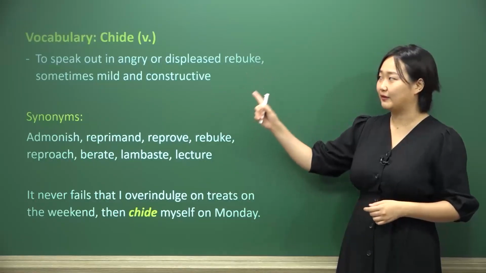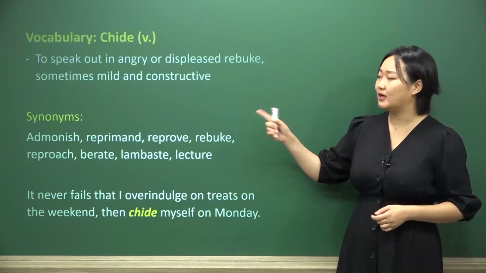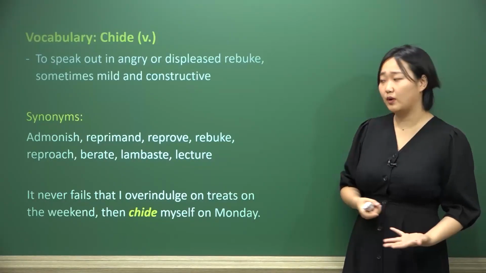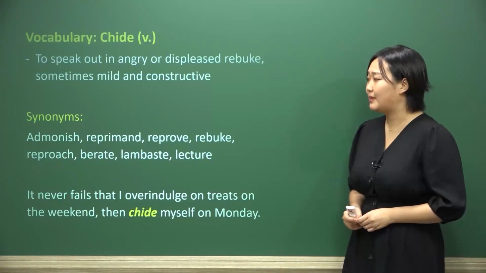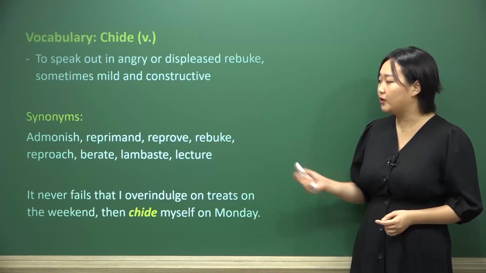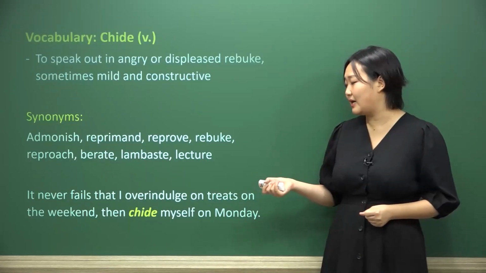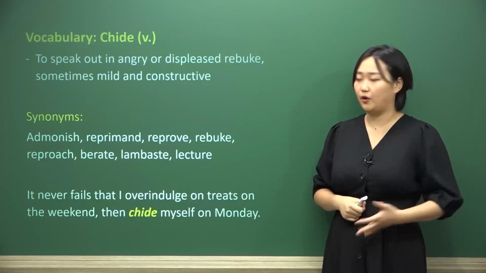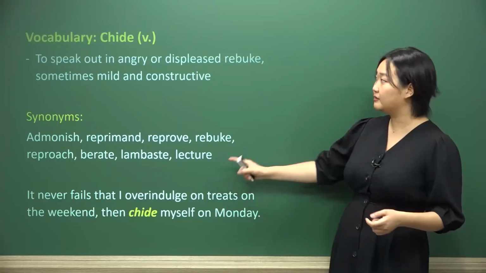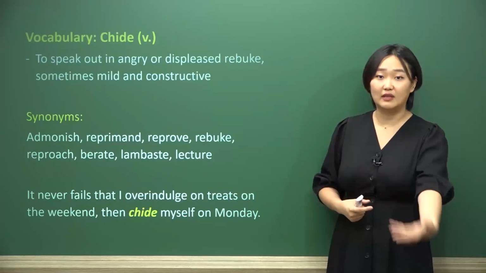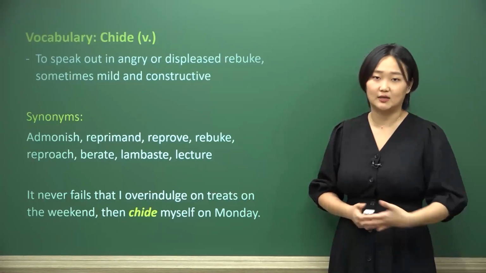So, if you're chiding someone, you're oftentimes doing it to say something constructive. It's oftentimes quite mild as well. And so, with that being said, the synonyms are admonish, reprimand, reprove, rebuke, reproach, berate, lambast, and lecture. And we've already talked about the word berate before, so I'm not going to go over that one. But I would say that if we're going to be using the word chide, the word lecture is quite good as well. Oftentimes you have to lecture somebody. It means that you're teaching them something too.